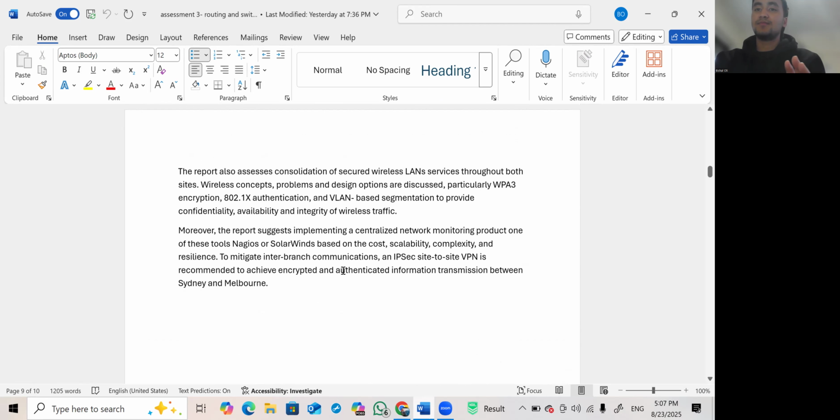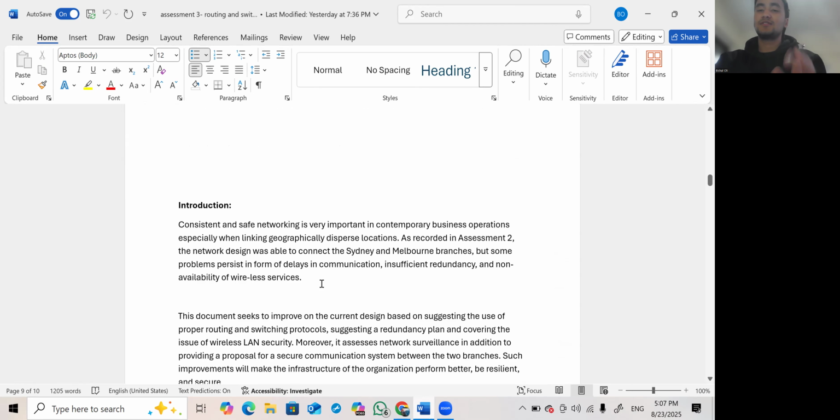This report suggests the implementation of a centralized network monitoring product, and to mitigate inter-branch communication risks, a VPN is recommended to achieve encrypted and authenticated information transmission between Sydney and Melbourne.